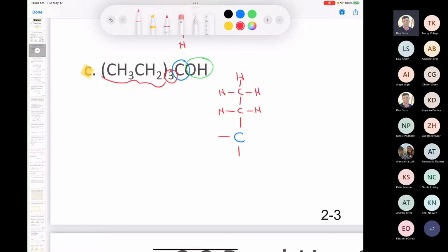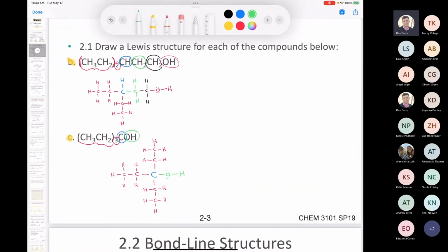All right, so let's keep going here. We've got CH2, CH3. We do it again. Then we have the OH group. So we have the oxygen, 2 bonds, 2 lone pairs, and then the hydrogen. And there we go. We figured out the entire Lewis structure.